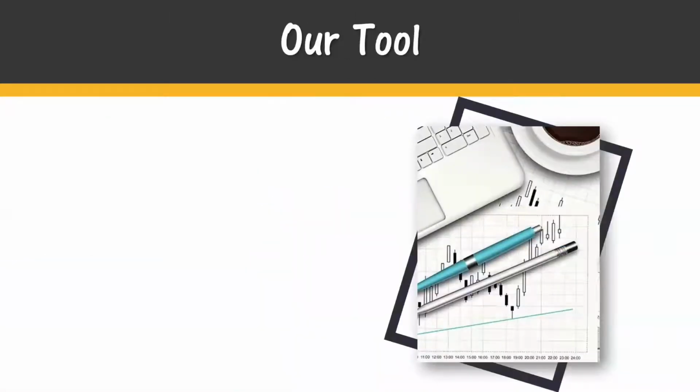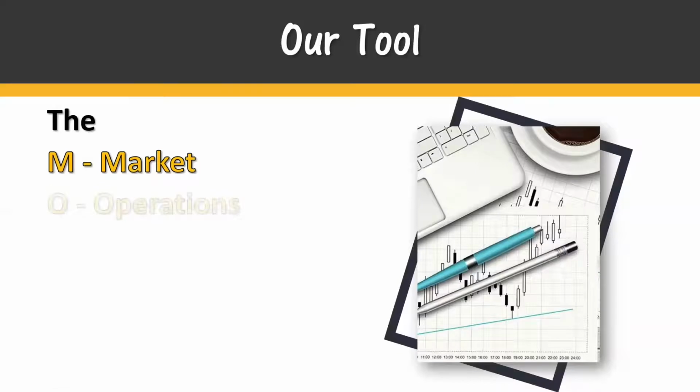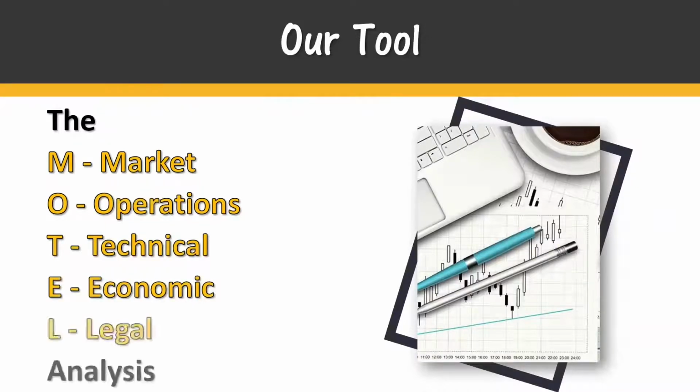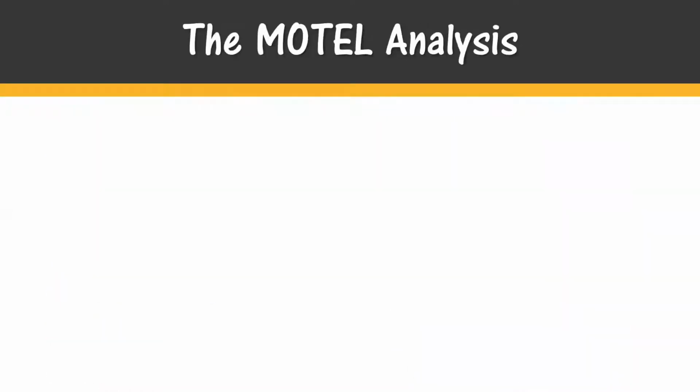The way we do that is with a tool, and this is a tool we came up with at the Hight Effect, and that tool evaluates the M, which is the market. It evaluates the operations, which is the O in the acronym for the tool. The T in the acronym is for technical. It looks at the economic aspects, and then it looks at the legal piece, and that together makes the MOTEL analysis. And that's what our tool does, it evaluates the market, operations, technical, and economic and legal aspects of any business idea. Now, we'll talk a little bit about the MOTEL analysis a little bit more.